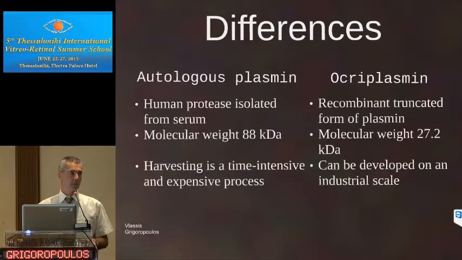It has some differences from the human plasmin. The autologous plasmin is a human protease isolated from serum, whereas ocriplasmin, as I said, is a recombinant truncated form of plasmin. It has 1/3 of its molecular weight. It's 27 kilodaltons compared to 88. And although harvesting autologous plasmin is a very time-intensive and expensive procedure, ocriplasmin is much easier to take and has been done on an industrial scale so that it can be produced and distributed and used for patients.